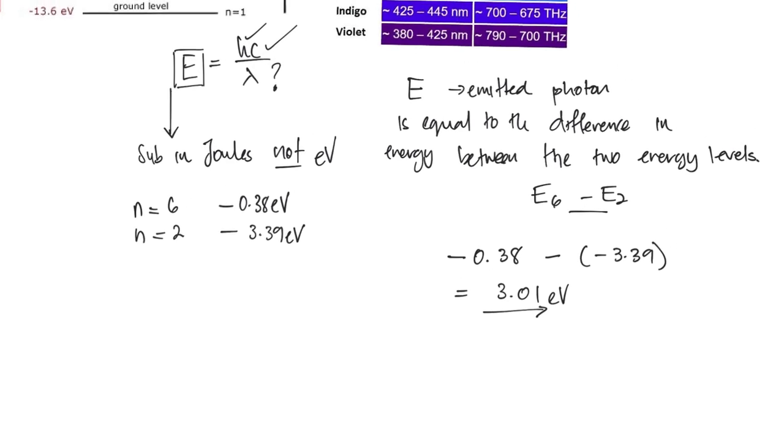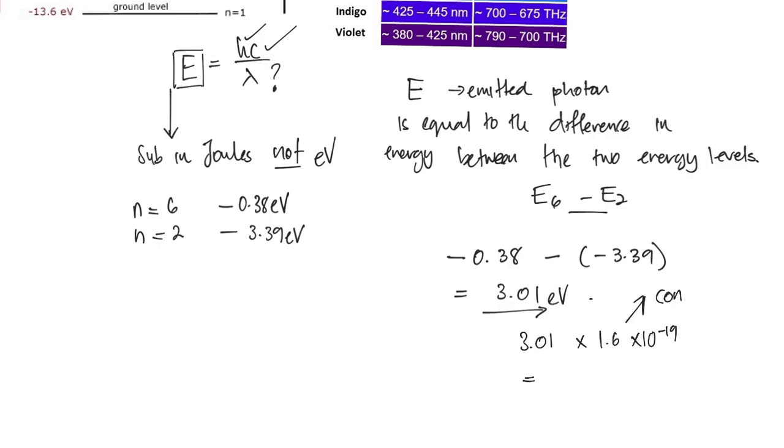But I know I can't substitute electron volts, so I'm going to convert that. I'm going to go 3.01 times 1.6 times 10 to the power of negative 19. So you must convert to joules. And that's going to give me 4.816 times 10 to the power of negative 19 joules. And that's my E value. That's going to go into my formula.